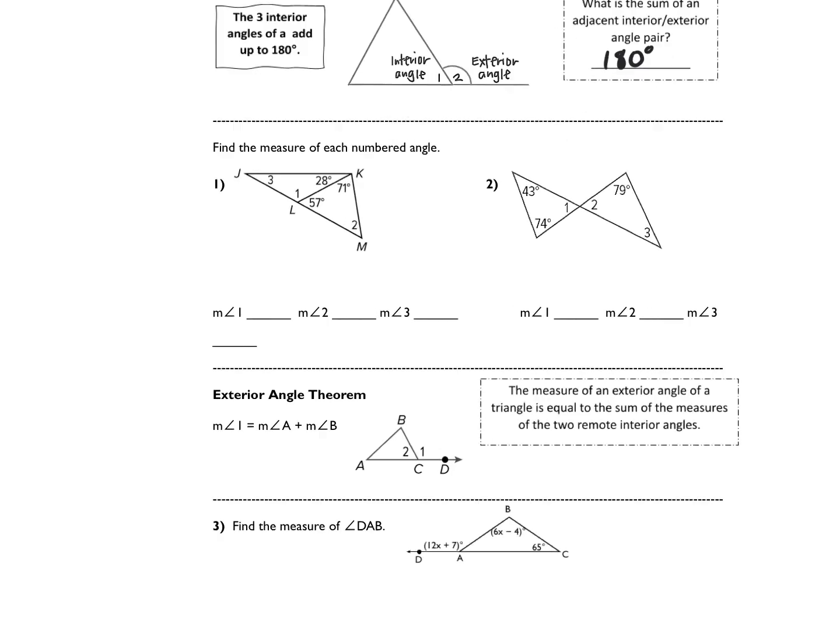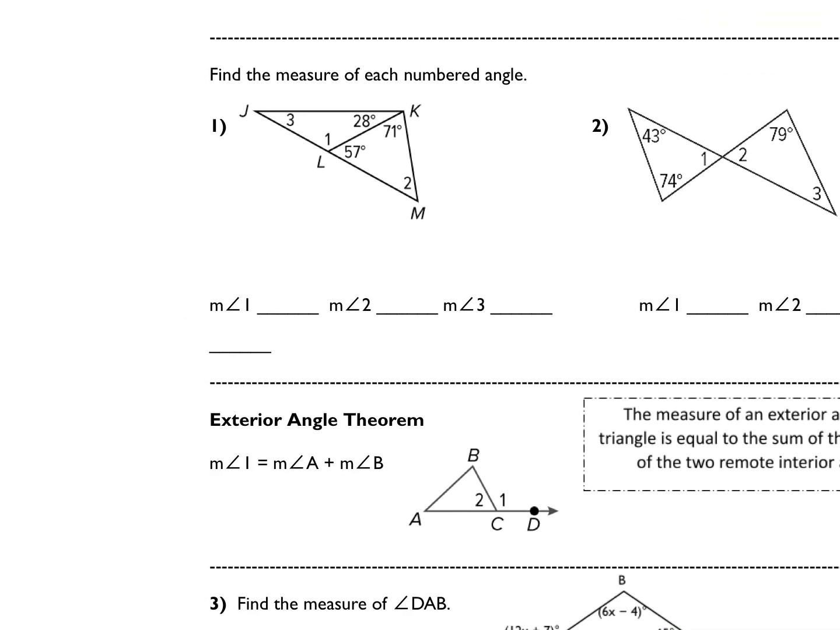So if you look here, we have angles 1, 2, and 3. If you look at angle 1, it forms a linear pair with that other 57-degree angle. Angle 1 is a linear pair with angle KLM. So to figure out what angle 1 is, we could say the measure of angle 1 plus 57 is equal to 180. So then we just subtract 57 from both sides, and we get 180 minus 57 is 123. So that is 123 degrees.